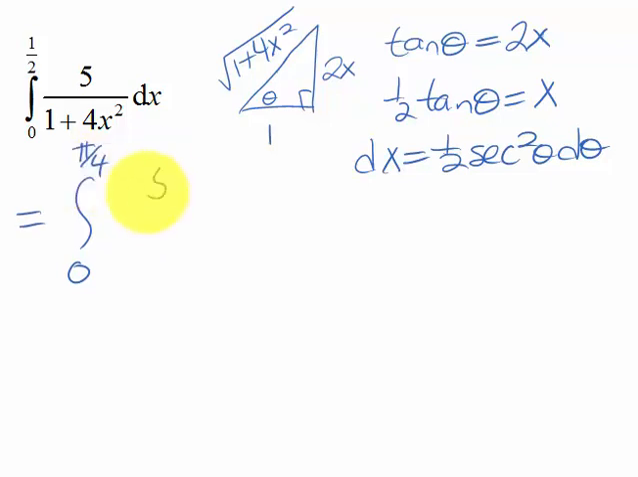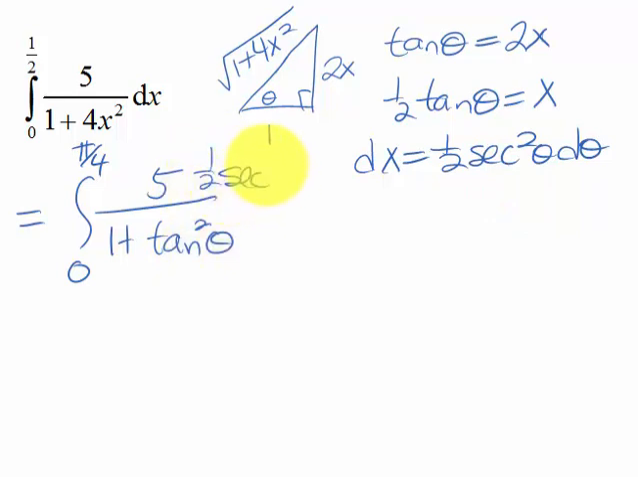And now I'm going to do the substitution. So this is going to be 1 plus, now I need 4x squared, and this is actually 2x, so if I squared both sides, that would just make that tangent squared theta. And so now I also need to replace my dx, and that's going to be replaced with 1/2 secant squared theta d theta. Let's see what we can do to do some simplifying.